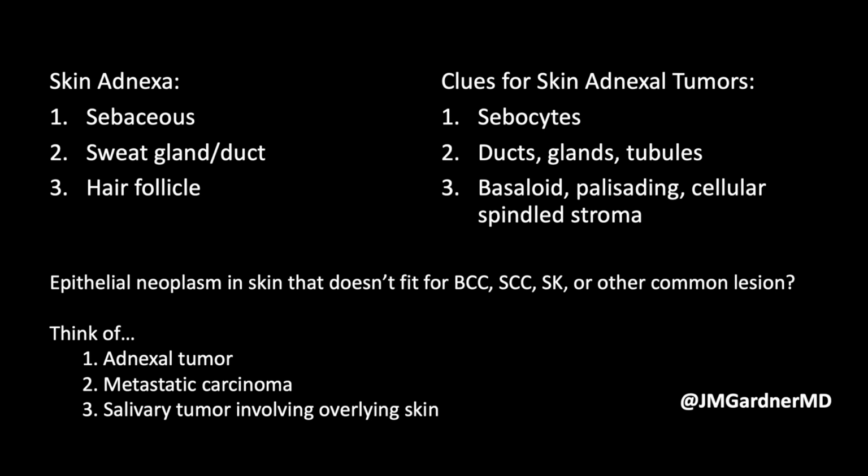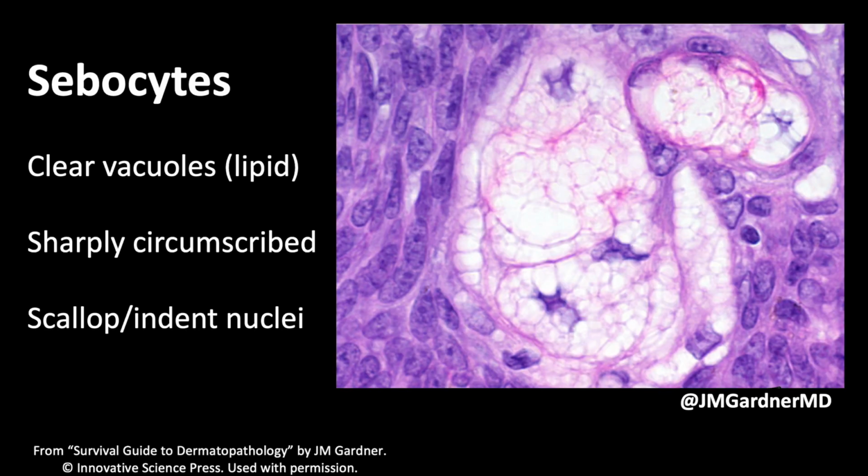Obviously, as head and neck pathologists, you're all very familiar with the morphology of those lesions, but I think it's always important, and I always try to think about, could this be a parotid tumor if I'm on the cheek and it looks like an unusual adnexal thing? I try to make sure I'm not missing a salivary tumor. So sebocytes, we'll start there.